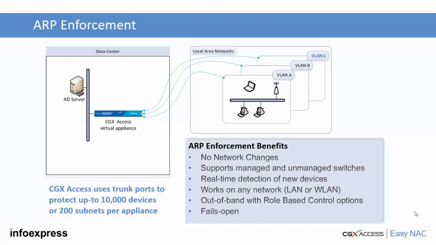Now for this ARP enforcement to work across multiple subnets, the appliance just needs to have layer 2 visibility. This just means the appliance needs an IP address on every subnet or VLAN that's being protected. This is often achieved by using a trunk port, so a single appliance can protect the entire office.